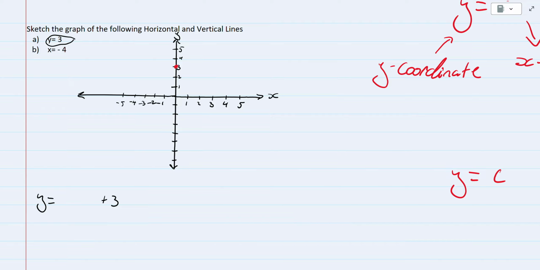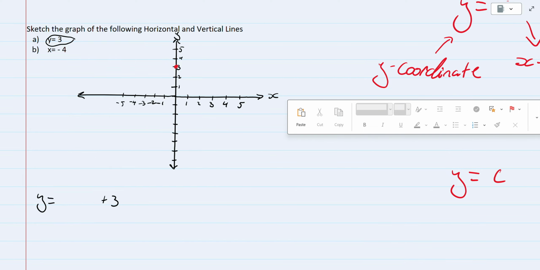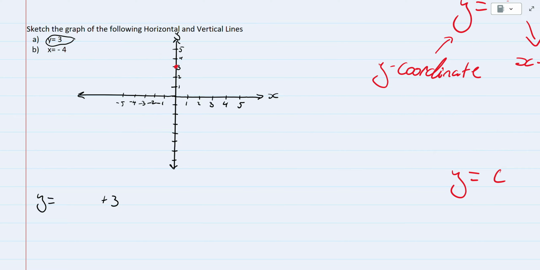So if there's no gradient, then the line's going to be horizontal. And it's going to pass through the y-axis parallel to the x-axis. Now I don't have a ruler, so that's not perfectly parallel, but that is essentially the method that you have to follow. So that line there is y equals 3.